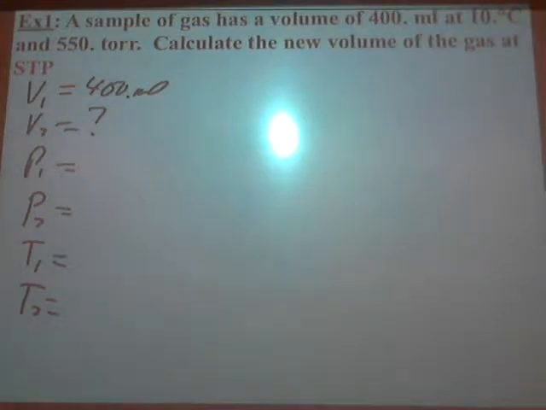Good. P1 versus P2. Let's take a look up there. Read again. Which one do you think is P1? What do you think here is P1? Nikki, what's my initial pressure?